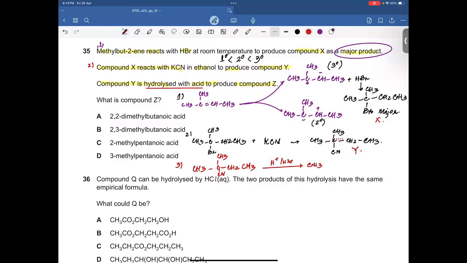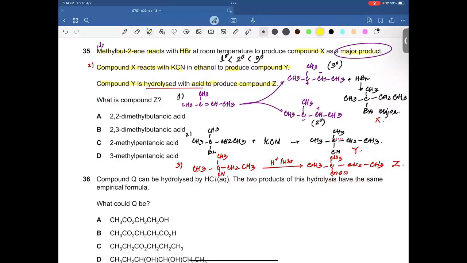So this is CH3, C, CH3. This is CH, this is CH2, and this is CH3. My God, that is compound Z. That's the question. What is compound Z?